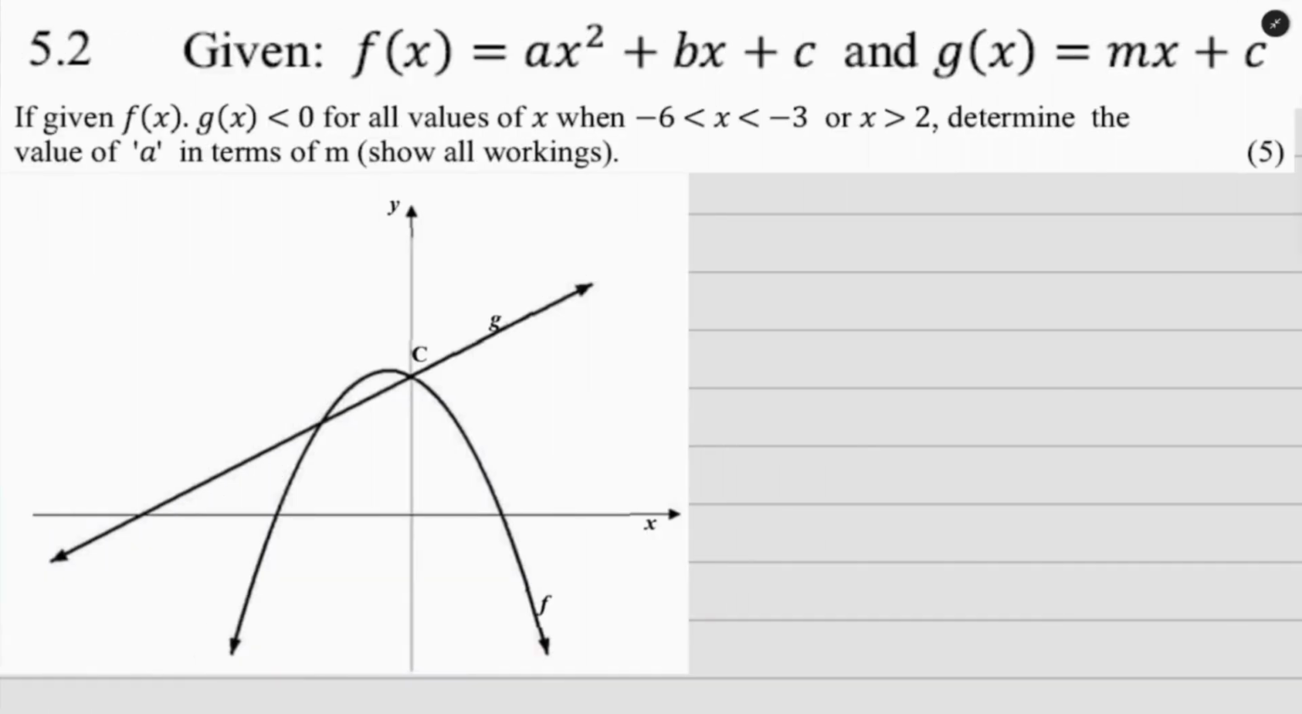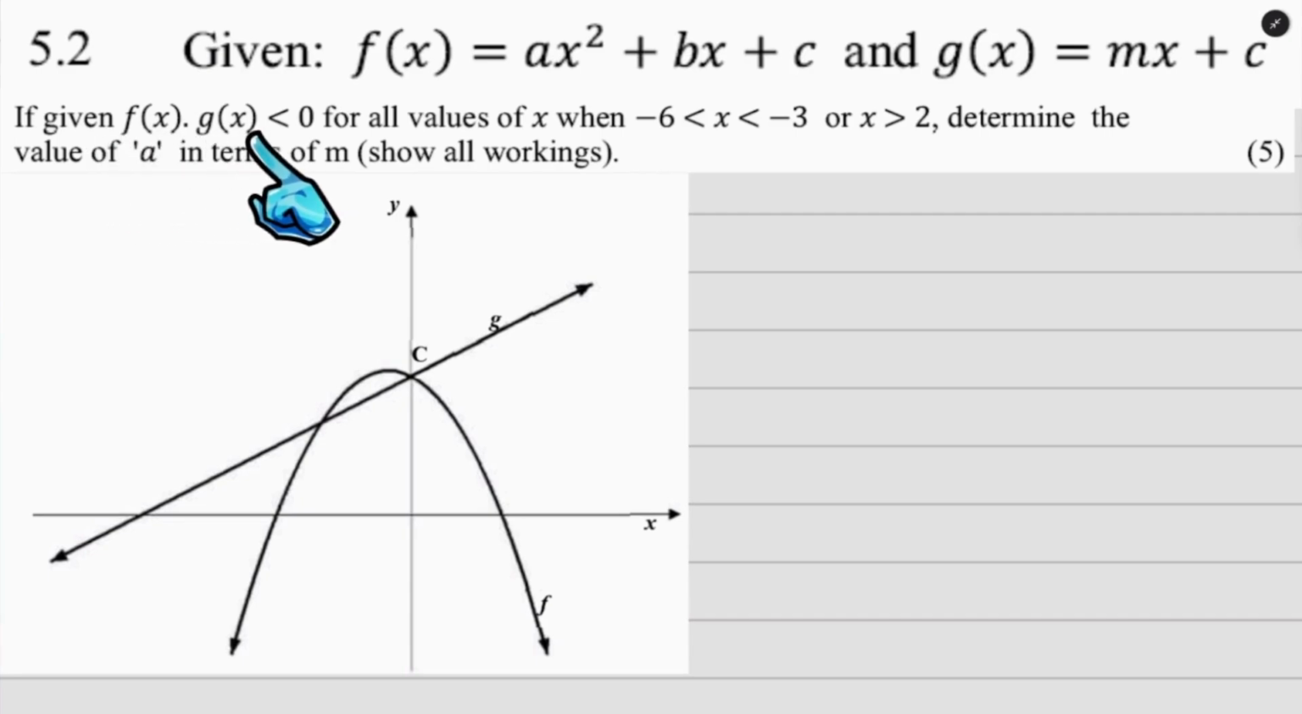Alrighty, welcome to your challenge round 5.2. It gives us two functions. We've got a parabola here, because I see x squared, and we've got a linear function here, as represented on the graph they gave us. And then they give us this weird thing.